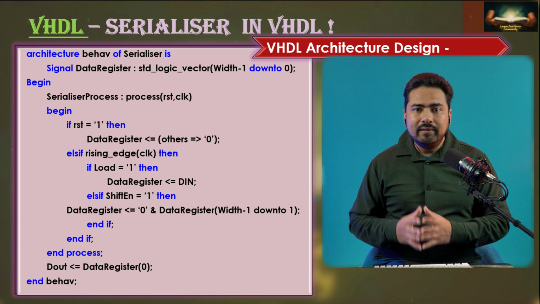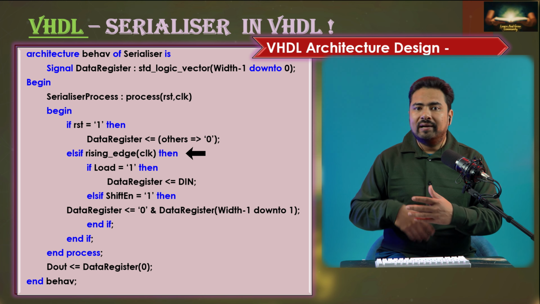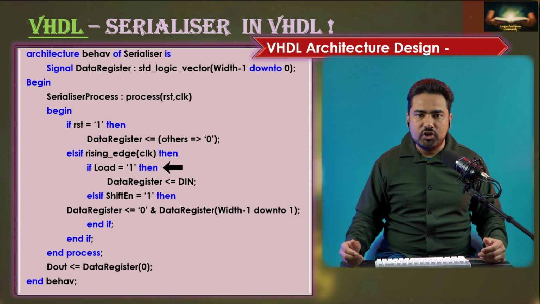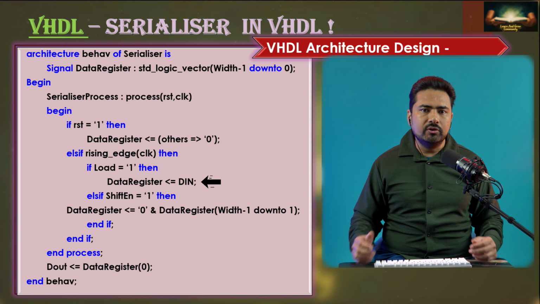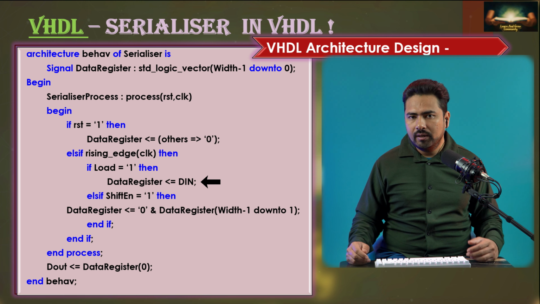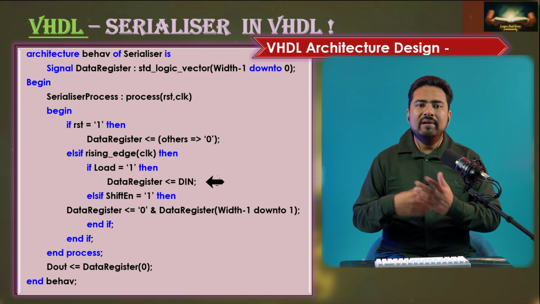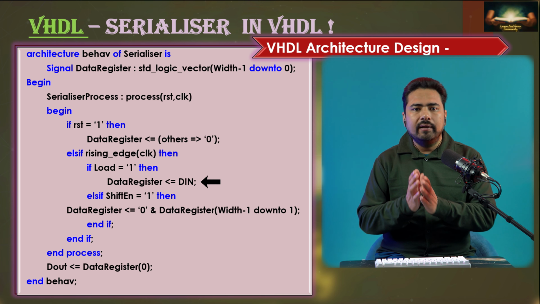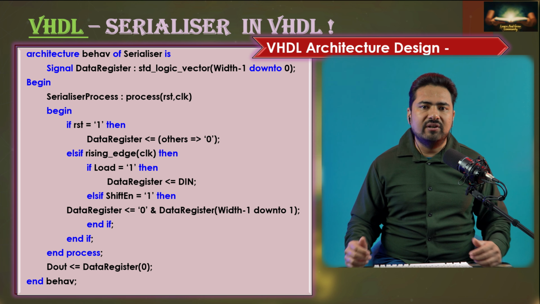And we want to do it in synchronization with the clock signal. So we check for the rising edge of the clock signal first and then use that condition. If load equals 1, then data register gets the value of D in. Means if the load signal is asserted, then we will capture parallel data from D in and store it in our data register. Next, we use an else if condition.